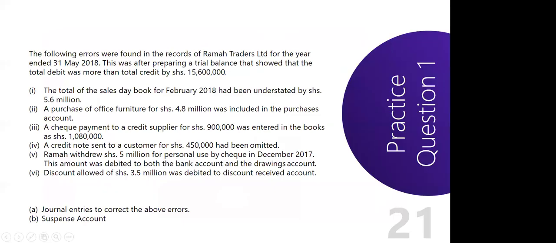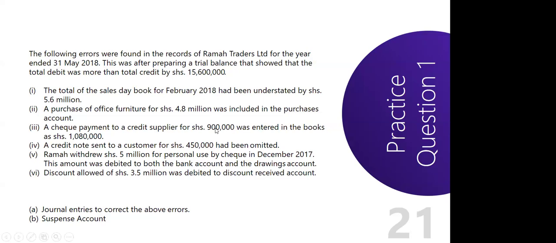So it means they credited the bank 1,080,000 instead of 900,000. Then they debited that credit supplier, because remember he was a payable, he's a liability. So upon paying him, they debited him. So they debited that supplier with 1,080,000. So we need to go back to these accounts and correct the error with the difference.